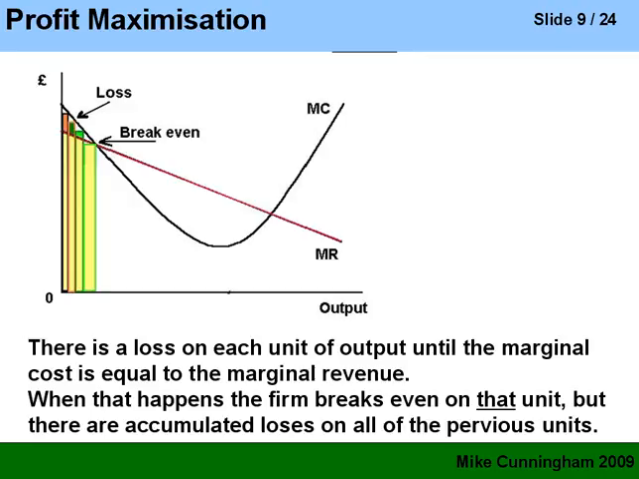So our accumulated losses rest, if I just put the cursor onto the diagram, our accumulated losses lie in this little, what looks like a triangle. Our accumulated losses lie in that space in there. We broke even on this particular one. We've lost on the ones before. So our accumulated losses are in this little area here. We break even on this one. In other words, this little shape here is the total losses up to this point. The area of that shape is the total losses.